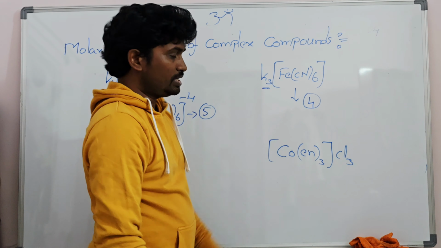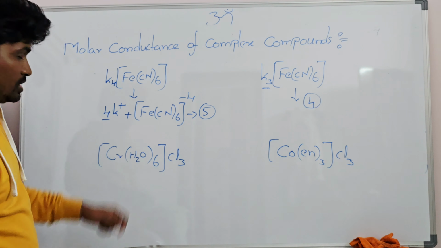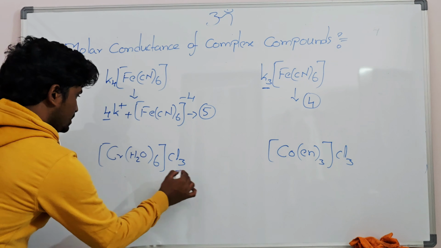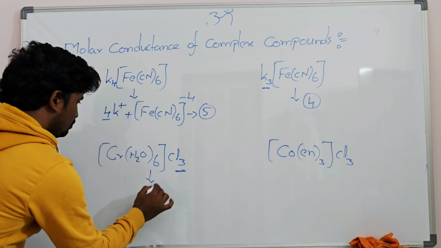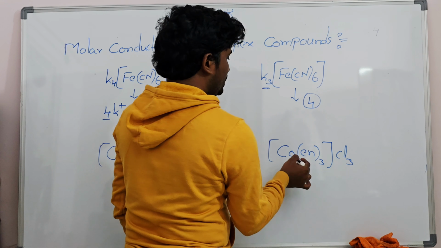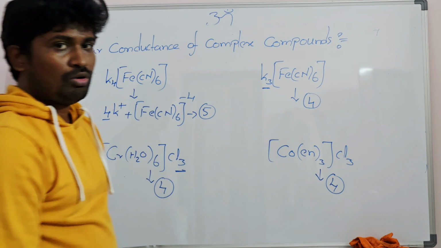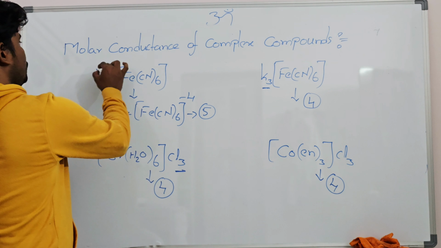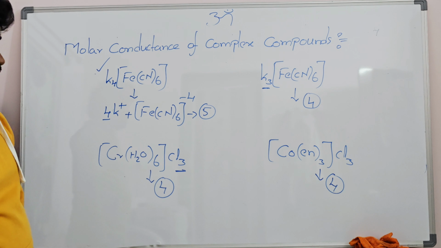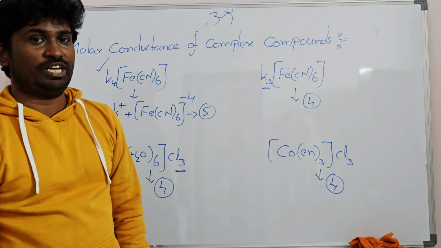This dissociates as 3 K plus and the whole sphere as 1, four ions. Next, observe here. 3 Cl minus ions, so this one is 1, overall four ions are present. Here also 3 Cl minus, so here 1, four ions are present. Among the four, which one has the higher molar conductance? This one is more. Molar conductance basically depends on the number of ions in the aqueous medium.